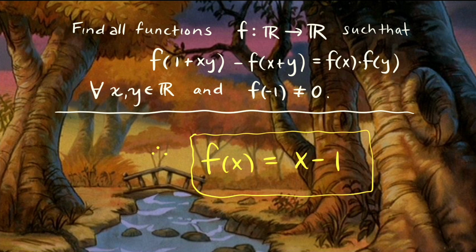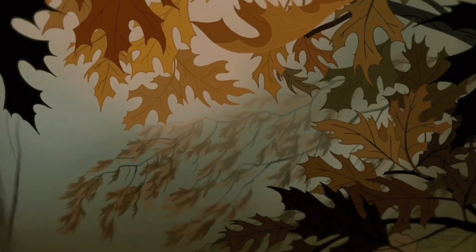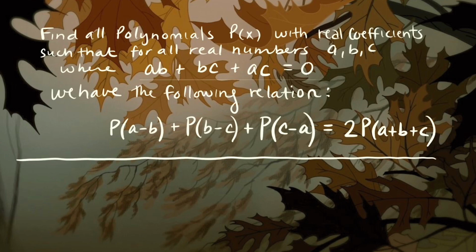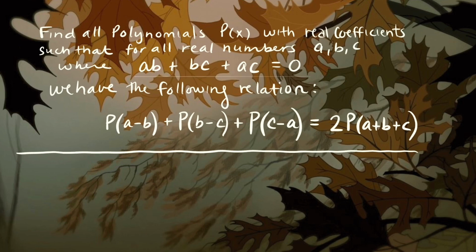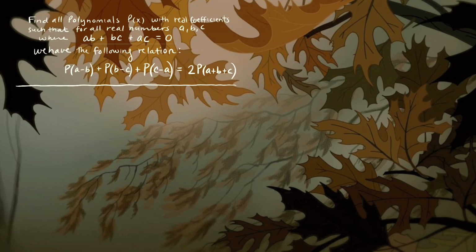But wait, there's more. We have just one more to take a look at, and it involves polynomials. Find all polynomials p of x with real coefficients such that for all real numbers a, b, and c, where a times b plus b times c plus a times c is equal to 0, we have the following functional relation: p of a minus b plus p of b minus c plus p of c minus a is equal to 2 times p of a plus b plus c.